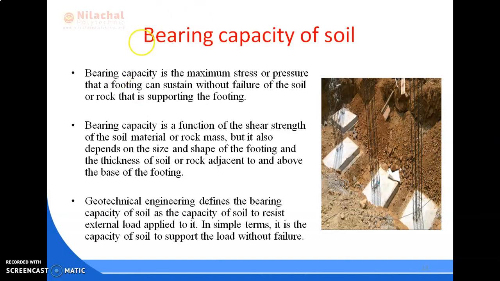Obviously, the bearing capacity of soil depends on the size and the shape of the footing. According to the shape or size of the footing, it can bear the load of the superstructure or any horizontal forces acting on it. Geotechnical engineering defines the bearing capacity of soil as the capacity of soil to resist external load applied to it. In simple terms, it is the capacity of soil to support the load without failure. So these are some definitions of bearing capacity of soil.